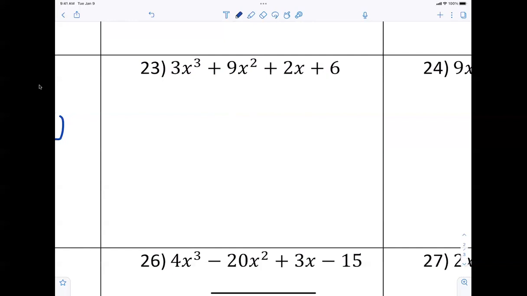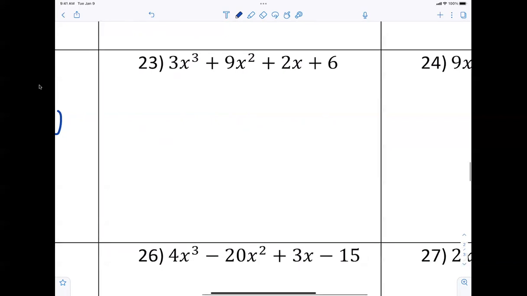All right, 23. What do we got? I just want the final answer. x plus 3 and 3x squared plus 2. Anybody else get that?